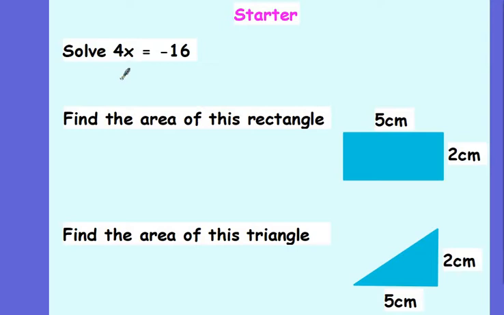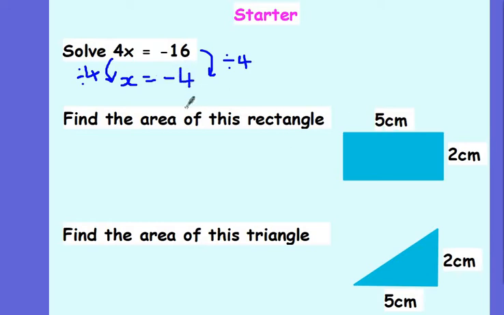Right, let's go through the answers. To solve an equation I want x on its own. So Eva, what do I need to divide both sides of my equation by this time? Divide by 4, very wise Eva, which gives me x is equal to negative 4.